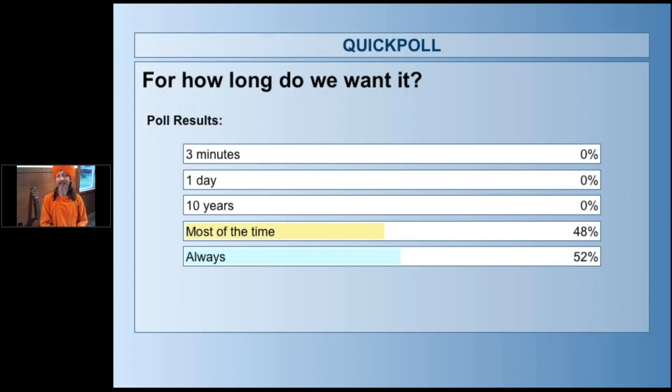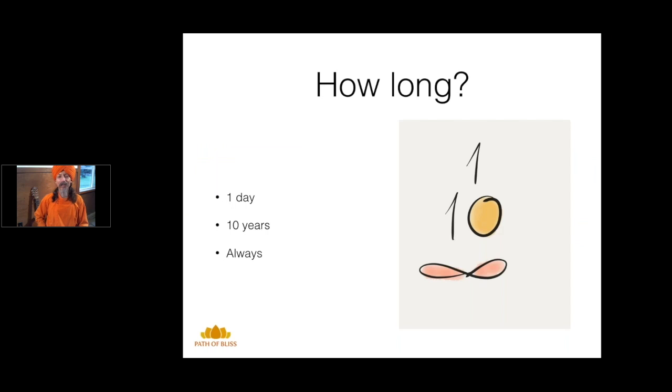Let's share the results. All right, so nobody chose 3 minutes, nobody chose 1 day, nobody chose 10 years. Imagine 10 years of happiness, nobody chose that. 48% of you chose most of the time, and 52% of you chose always. Very tight. Okay, so let's hide this one. Now, let's analyze a little bit this.